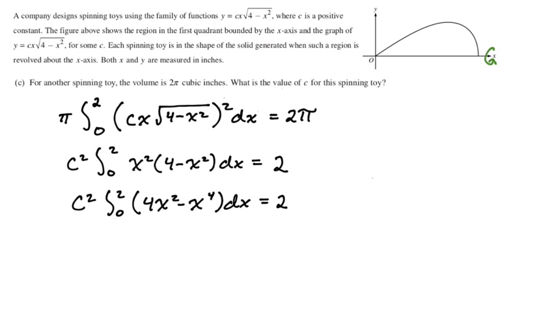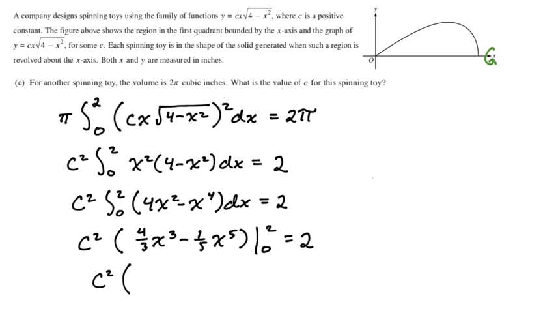This is just me doing the fundamental theorem for a little while here. C squared times 4/3 x cubed minus 1/5 x to the 5th. So at this point I start thinking, this is going to have a really messy answer, or they did something genius where it's going to work out really nicely. So we've got to plug in 2. When you plug in 0, you just get 0. So when we plug in 2, we get 4/3 times 2 cubed, which is 8, so that's going to be 32/3. 2 to the 5th is 32, so that's minus 32 over 5.